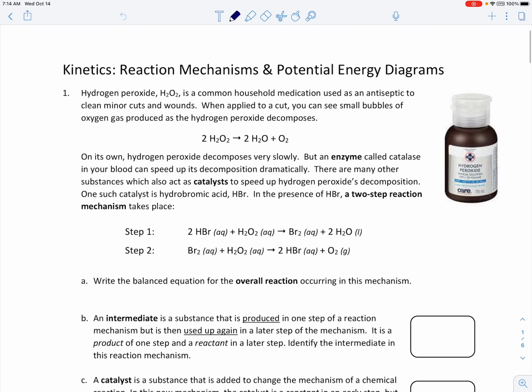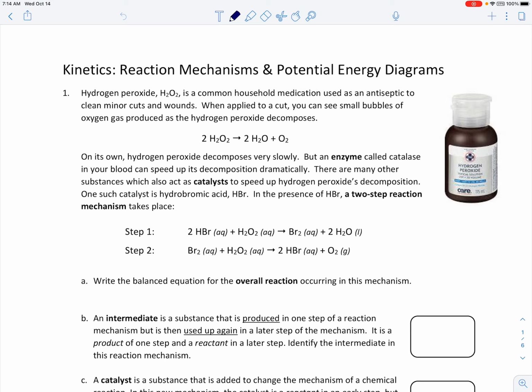So we're looking at reaction mechanisms and a quick review of some potential energy diagrams. The big idea here, though, is reaction mechanisms. You remember that a reaction mechanism is the sequence of steps or collisions that occurs in any chemical reaction. Most reactions do not happen in just one collision or one step. They happen through a series of steps. And so that's the reaction mechanism.